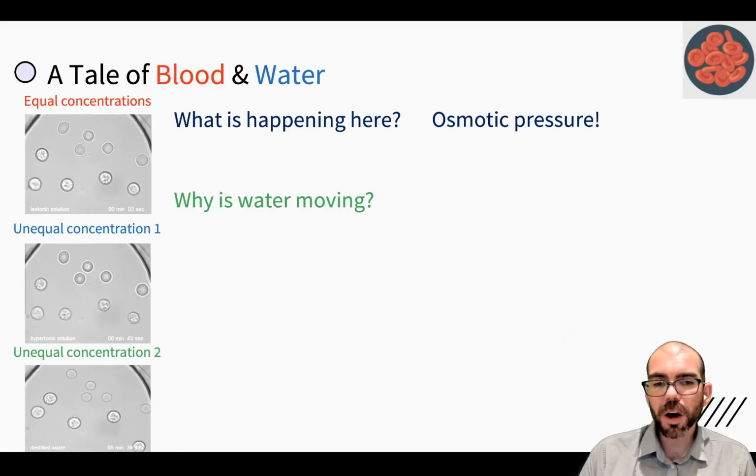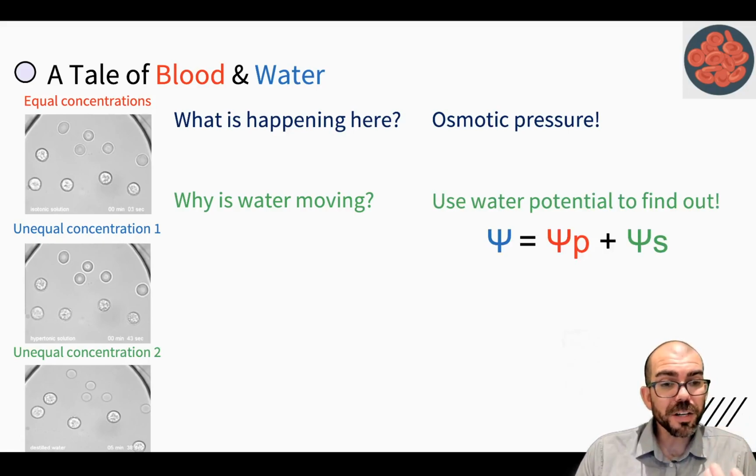But why is all this water moving? Well, osmosis, and we can use water potential to calculate it. Now you have the tools to be able to demonstrate why water would be moving inside or out of a cell. I hope this lecture was helpful in understanding osmosis and how to solve water potential problems.